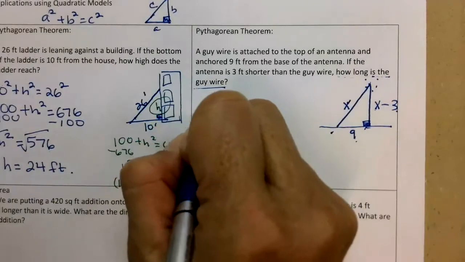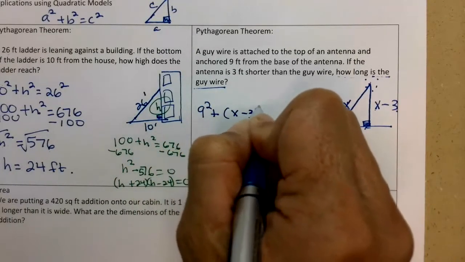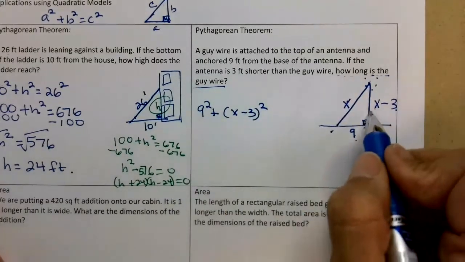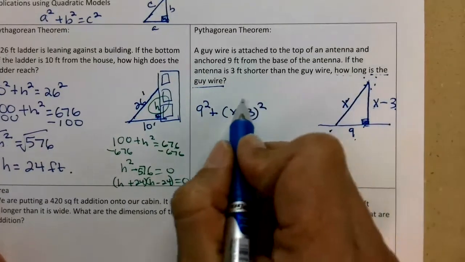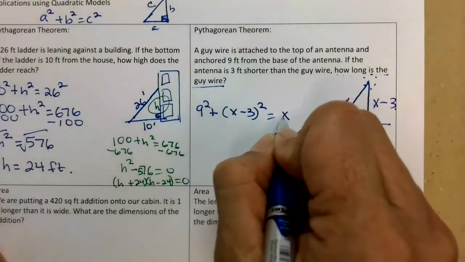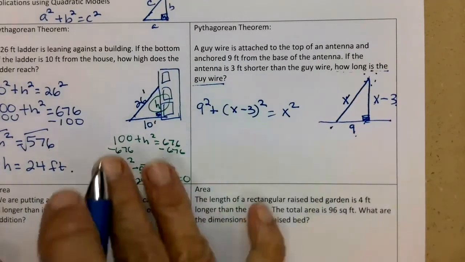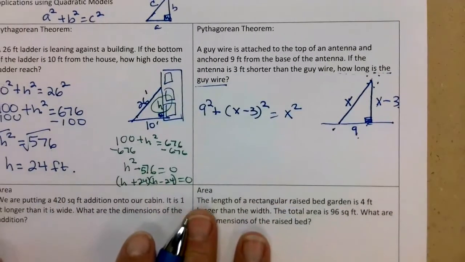So 9 squared plus (x minus 3) squared. Notice how I used parentheses because x minus 3 is more than one term and I need to square the whole thing. And then that equals x squared. Okay, so we got a quadratic thing going on here.